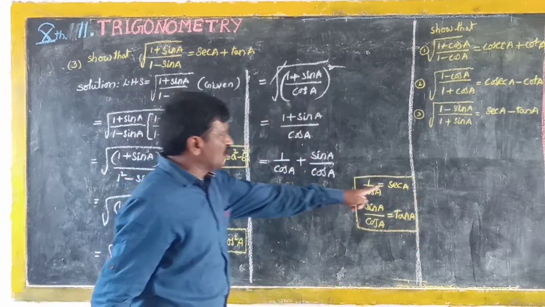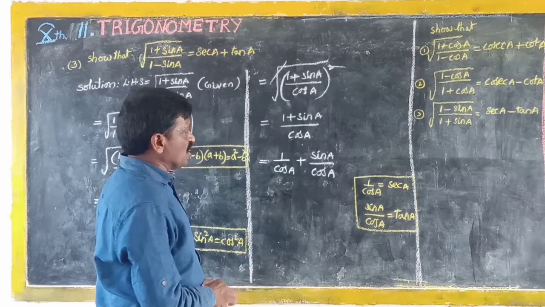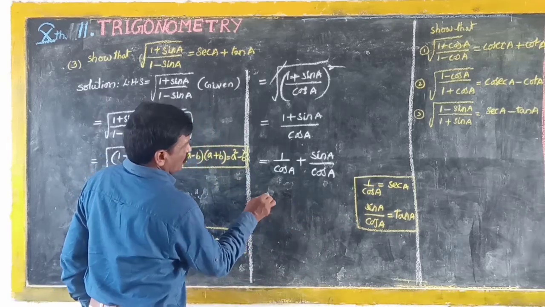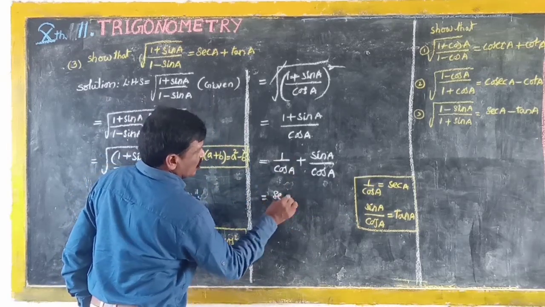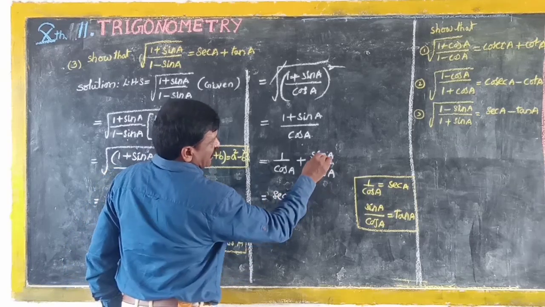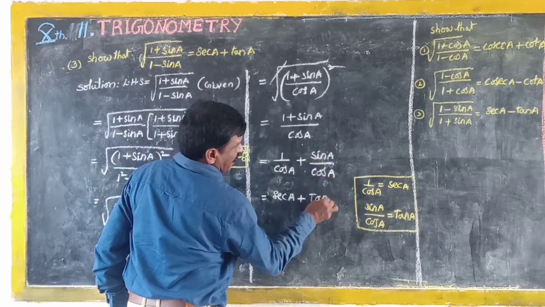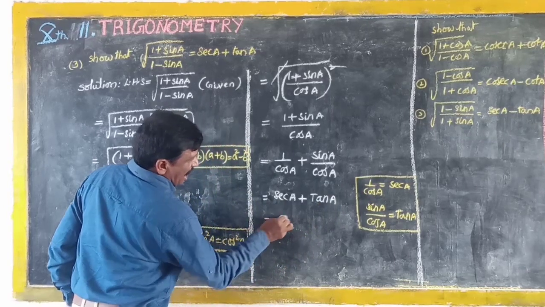1 by cos a is equal to secant a, sin a by cos a is equal to tan a. Now 1 by cos a is equal to secant a plus sin a by cos a is equal to tan a is equal to RHS.